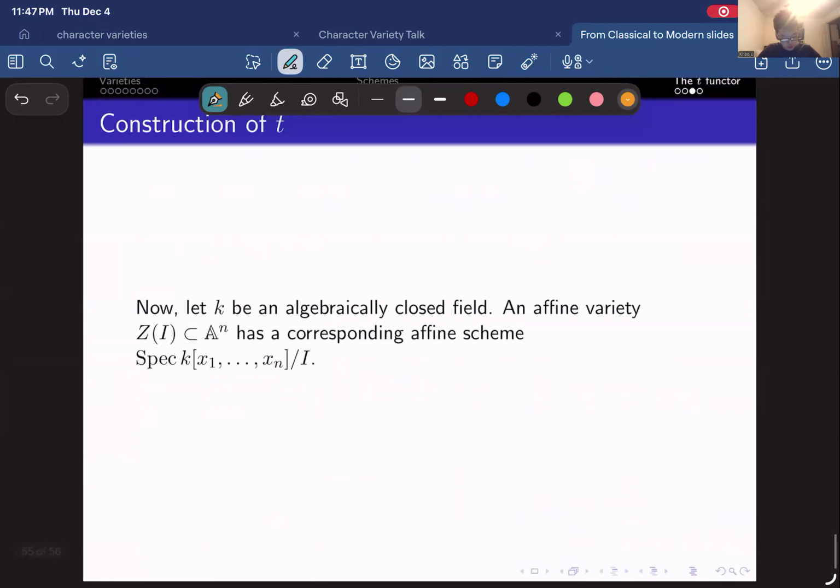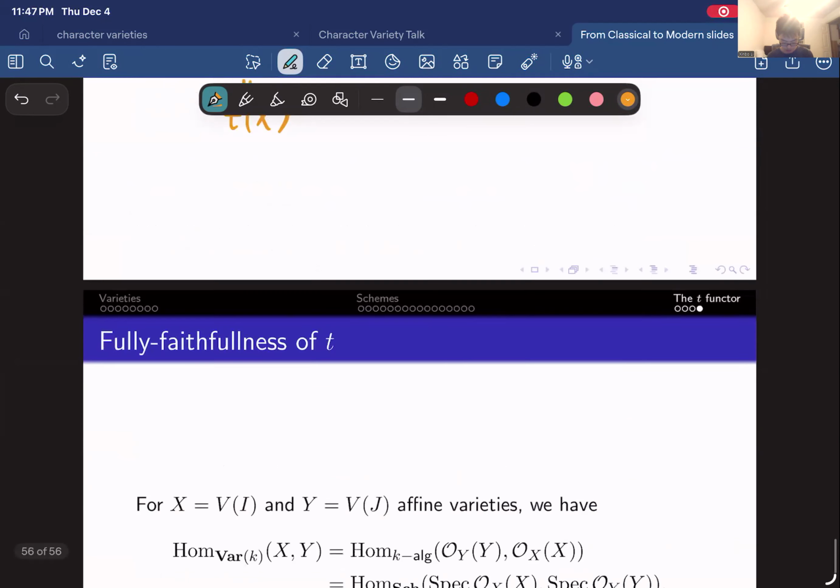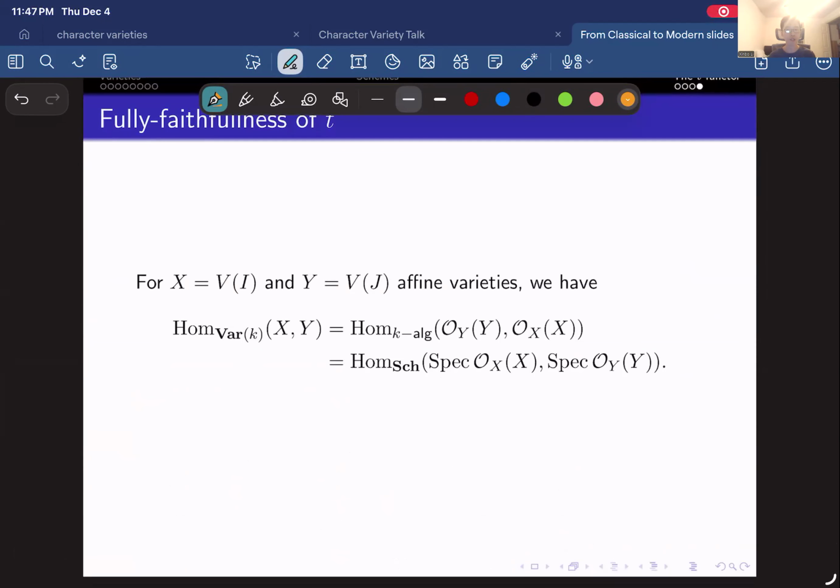Now K being an algebraically closed field, an affine variety Z of I as a subset of A^n has a corresponding affine scheme, taking the Spec of the coordinate ring. And I claim this could be T of X. I've also claimed that T is fully faithful. Why is that? For X equals V of I and Y equals V of J, both affine varieties, we have that homomorphisms between X and Y as varieties over K are equal to homomorphisms of K-algebras of the regular functions, which is a theorem.